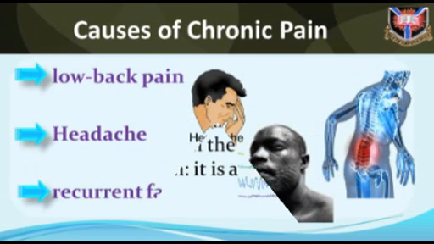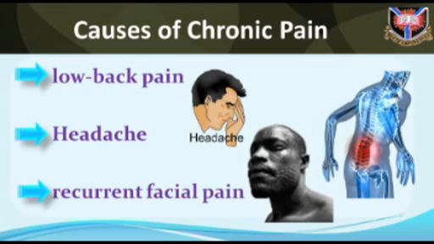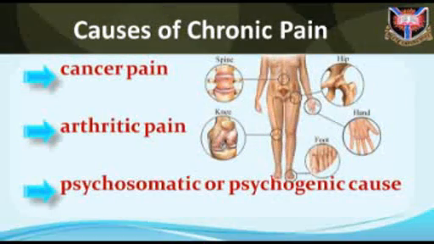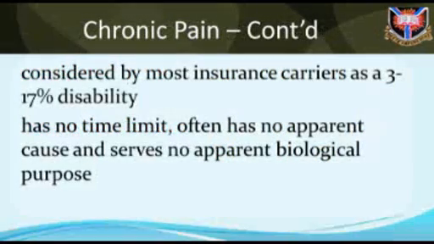Causes of chronic pain. The most common causes of chronic pain include: 1. Low back pain, 2. Headache, 3. Recurrent facial pain, 4. Cancer pain, 5. Arthritic pain, 6. Psychosomatic or psychogenic cause. Chronic pain, no matter how debilitating it is in one's life, continues to be considered by most insurance carriers as a 3 to 17% disability.